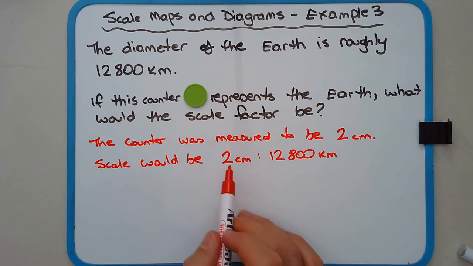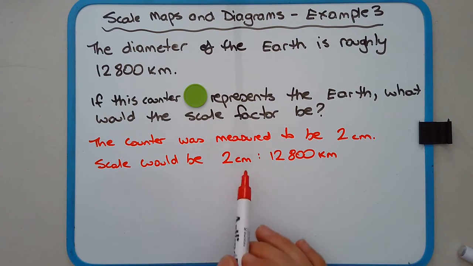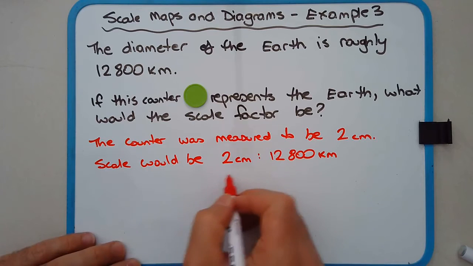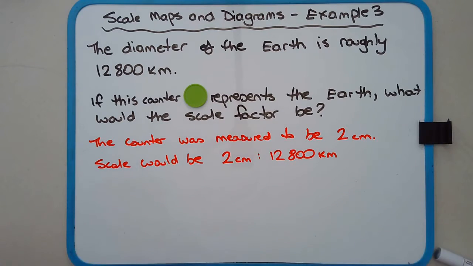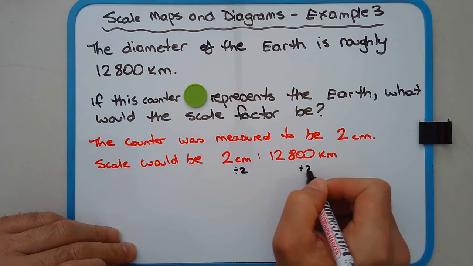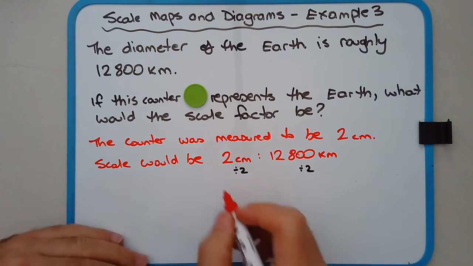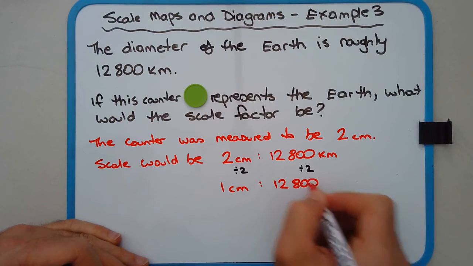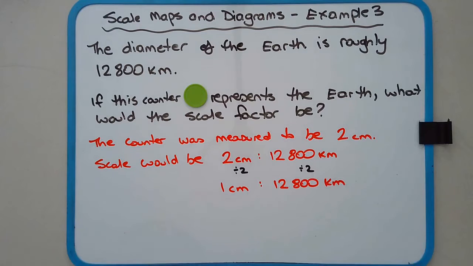But probably before we do that, why don't we divide both sides by 2? I'll just show my working out here. If we divide that by 2 and divide that by 2, we get 1 centimeter to 12,800 kilometers, which is actually closer to what I want. I still, though, need to change the second number here from kilometers into centimeters.